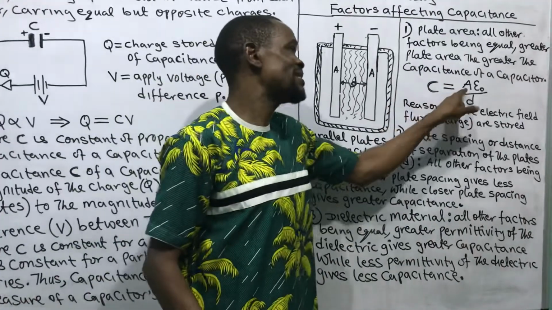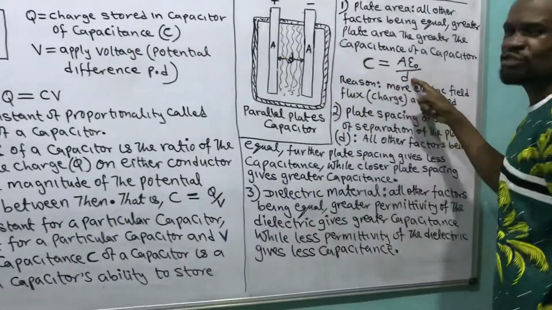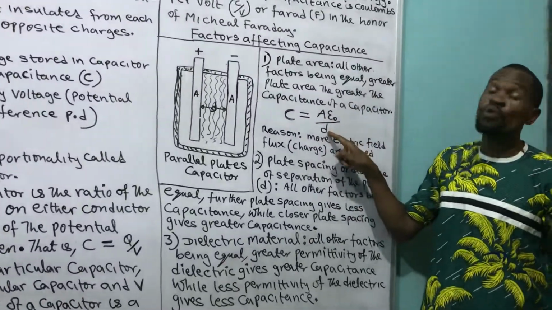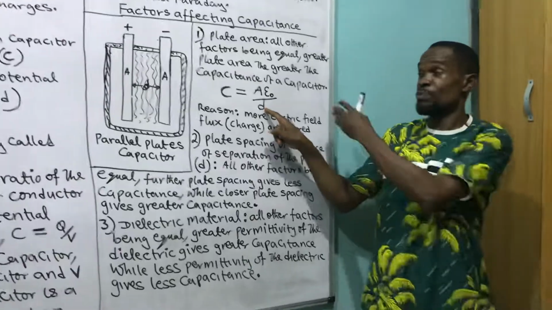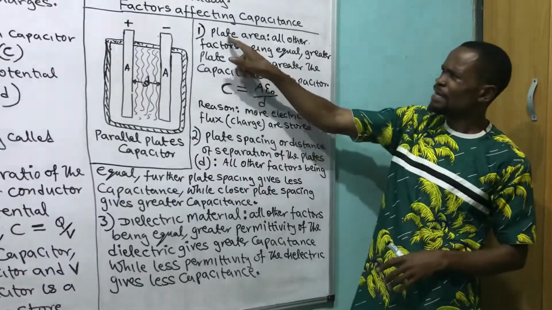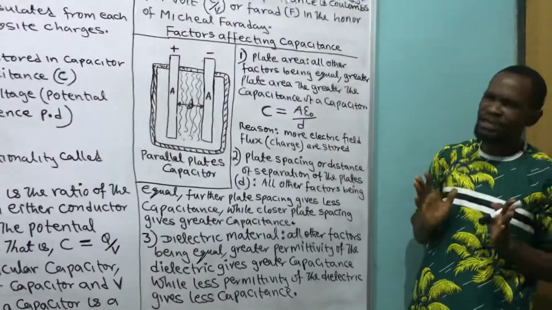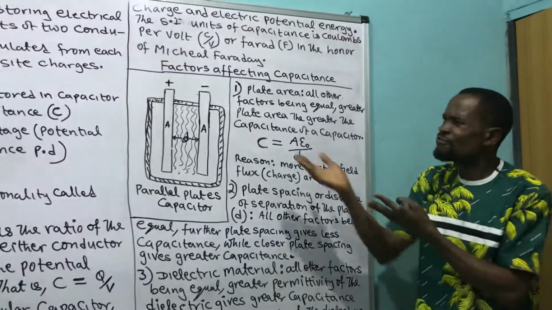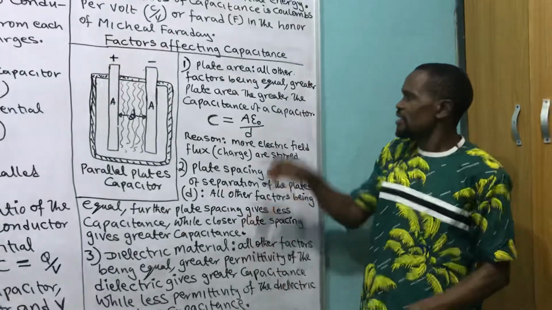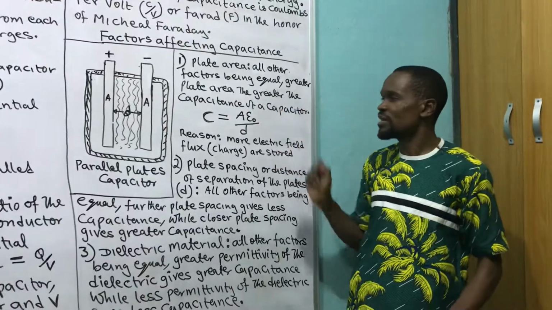area. Capacitance is directly proportional to area and inversely proportional to distance of separation. Capacitance is directly proportional to area and inversely proportional to the distance of separation, which is the separation of the plates. Then we can now say that for plate area, all other factors being equal, what does it mean? You know that there are other factors that are affecting the capacitance of a capacitor. If all of them are kept constant, therefore we can now say that the greater the plate area, the greater the capacitance of a capacitor.